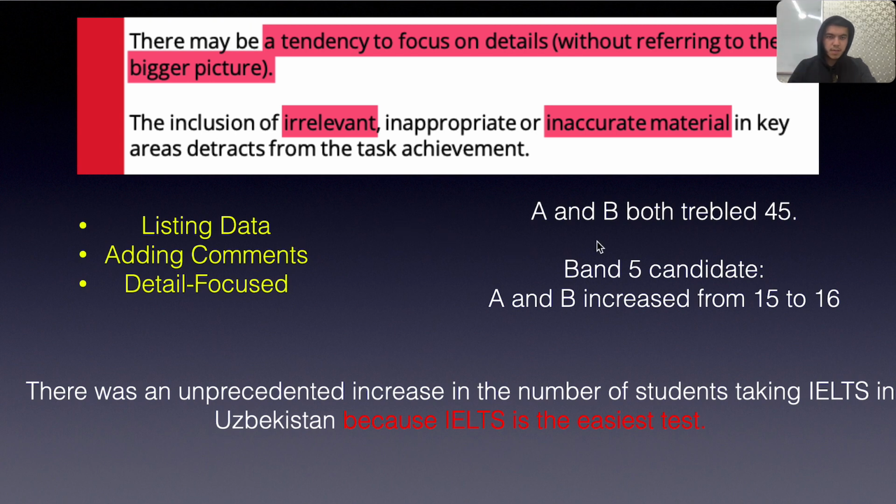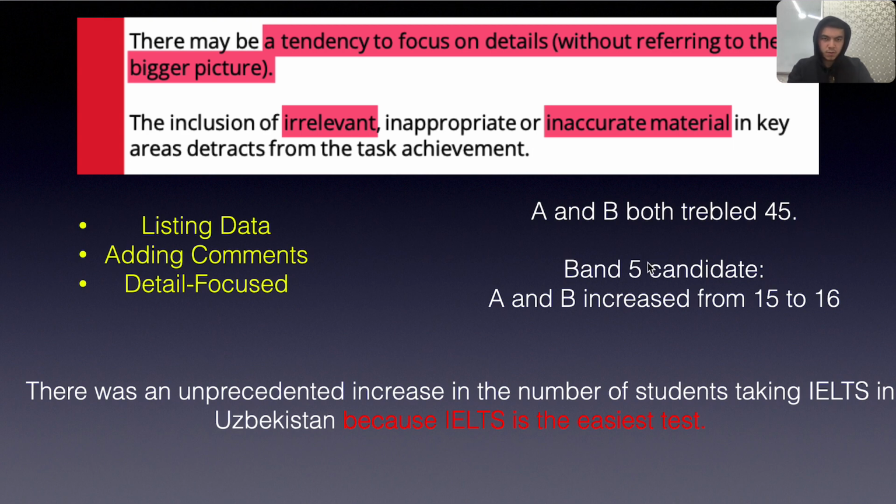So I'll give you an example. Let's say A and B increased 3 times. So it used to be 15 and now it's 45. If that was the case, you need to write A and B both trebled to 45.